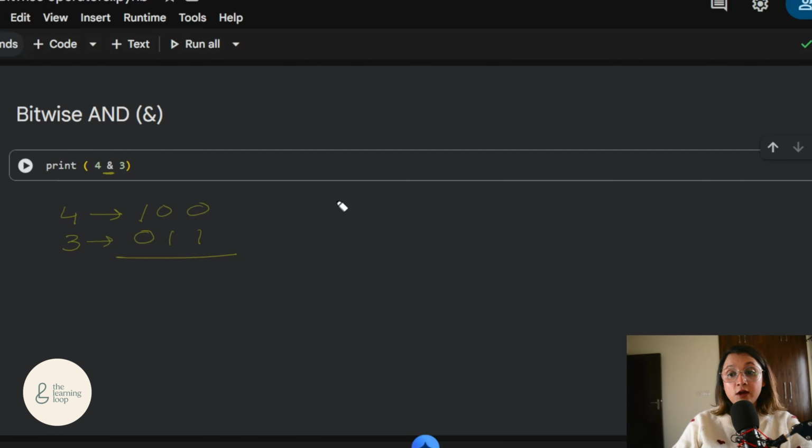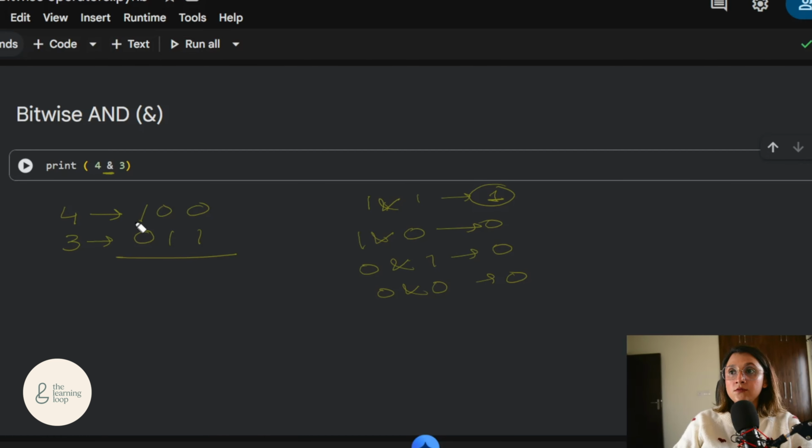Now let's understand what this AND operator says. AND operator says if both the bits are 1, only then the bit would be set as 1. If any of the bits is 0, the answer would be 0. Right? So if I'm doing 1 and 1, the answer would be 1. 1 and 0, the answer would be 0. 0 and 1, the answer would be 0. Obviously, 0 and 0, the answer would be 0.